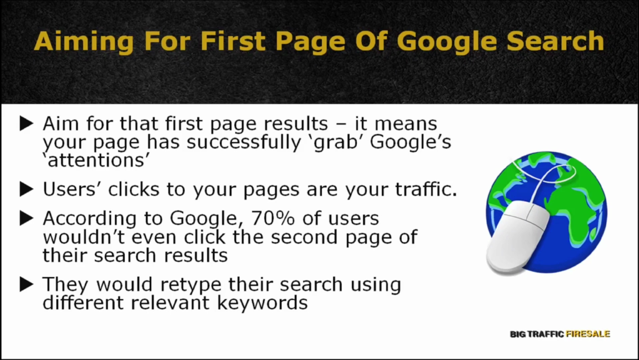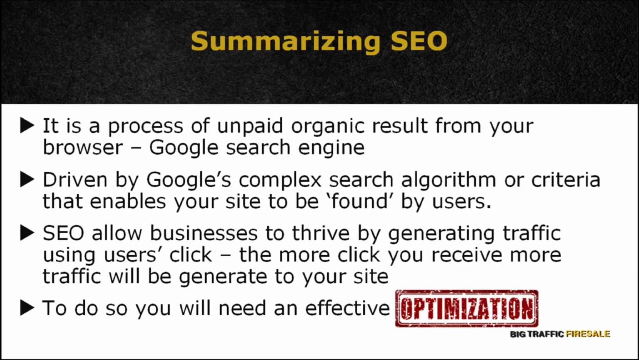Thus, the cycle continues. So let's do a small recap of SEO. As mentioned, it is a process of getting that unpaid organic result from your browser, in this case Google Search. These search results are driven by Google's complex search algorithm or criteria to be found by users, given your website is search engine optimized, of course. SEO allows online businesses to thrive by generating audience or traffic, using the user's click. The more clicks you receive, the more traffic will be generated to your site.